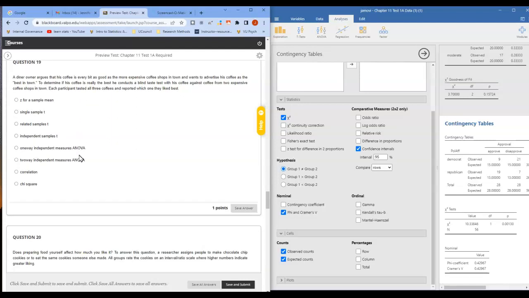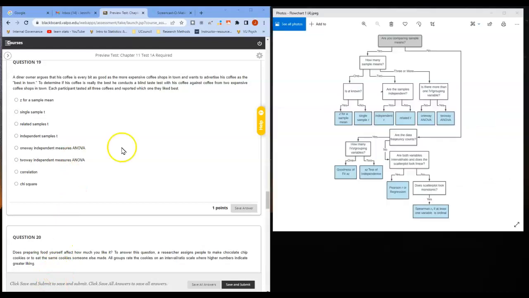Okay, now the next questions are all asking about choosing the correct statistic. All right, so for number 19, a diner owner argues that his coffee is every bit as good as the more expensive coffee shops in town and wants to advertise his coffee as the best in town. To determine if his coffee is really the best, he conducts a blind taste test with his coffee against coffee from 2 expensive coffee shops in town. Each participant tasted all 3 coffees and reported which one they liked best.